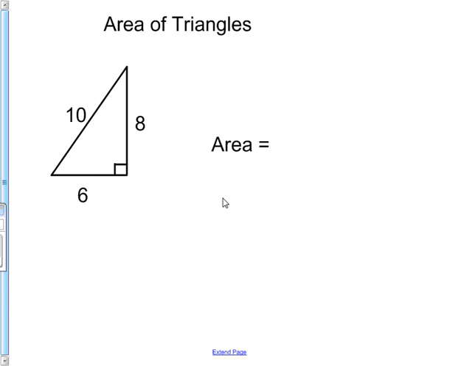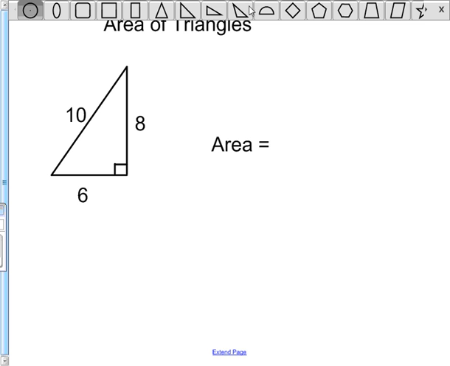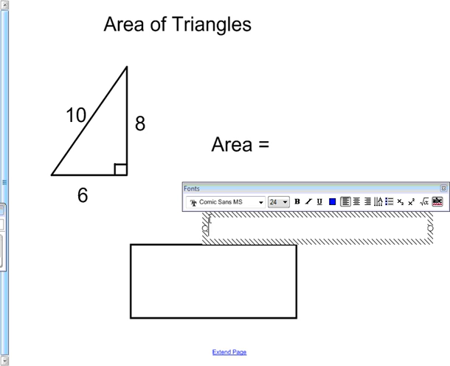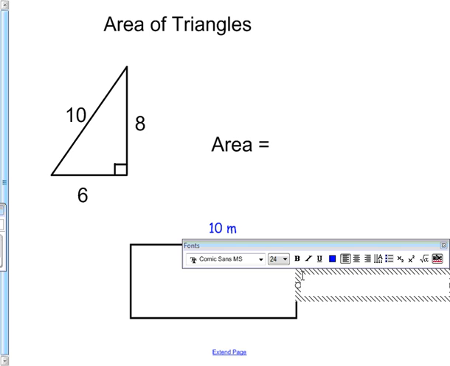So let's look at area of triangles in this video. The area of a triangle, I've got one triangle here, and we already learned the area of a rectangle. So let's look at that real quick. Let's just draw a rectangle, and let's make up some sides. Let's call this side 10 meters, and then this side we'll say looks like it's about 5 meters.